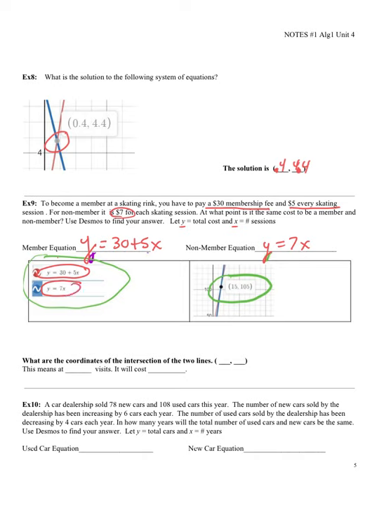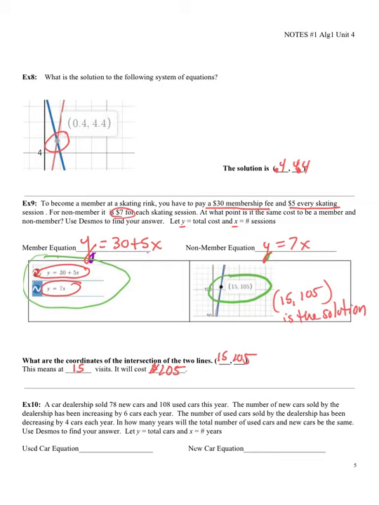Make sure that they intersect at the point (15, 105), okay? And what does that mean? (15, 105) is the solution. It works in both equations, okay? So let's put (15, 105) here. It means that at 15 visits, whether you're a member or a non-member, it will cost $105 to skate.